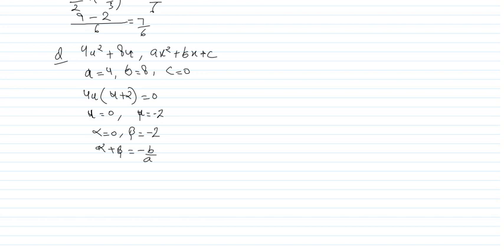plus minus 2 is equal to minus b, which is minus 8, and a here is 4. So minus 2 is equal to minus 2. That is verified. Now we'll verify the other relationship, that is alpha beta is equal to c upon a.